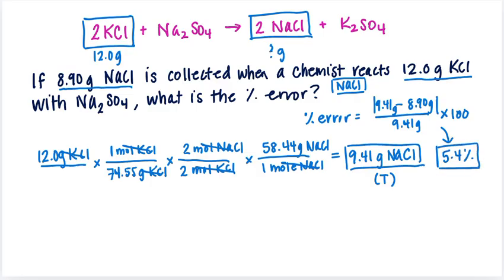One quick and easy way to double check yourself is that your percent error and your percent yield should always add up to 100%, assuming that your yield is not over 100%. So that's a nice way that you can double check yourself if you're solving for yield and error in the same problem. I hope that cleared up any questions you had on how to calculate percent error and yield.